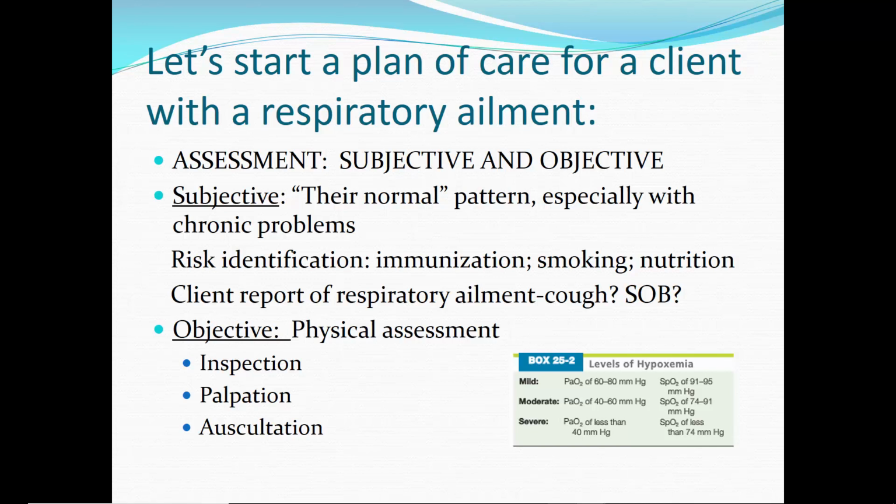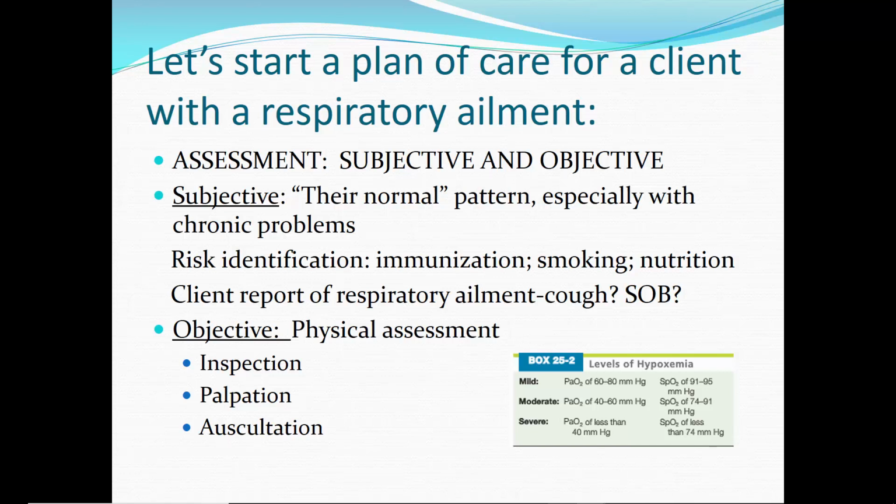Then we want to inspect for rate and pattern, color, effort. Is there cyanosis or is their skin pink? What is their physical appearance and their respiratory rate, O2 sats, chest expansion are important. We're going to palpate for crepitus or subcu air, and this feels like Rice Krispies under your fingers. And we also want to palpate the trachea position and chest wall vibrations, which can indicate inflamed or fluid-filled lung tissue. We want to auscultate or listen for breath sounds.